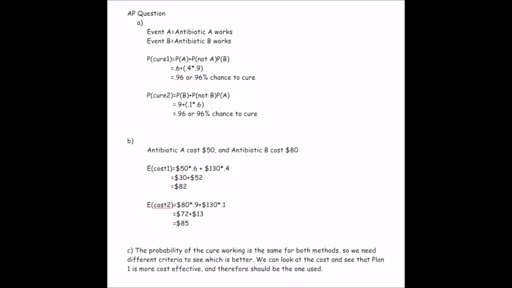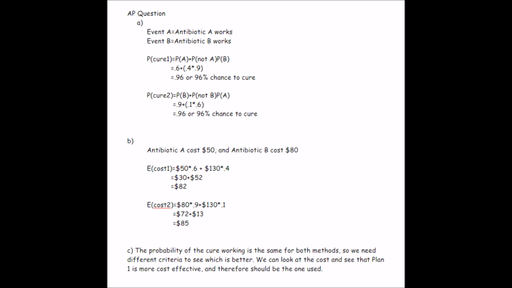So, to find the probability of the first cure, you have to do the probability of antibiotic A, and then add that to the probability of whatever isn't antibiotic A, and multiply that by the probability of antibiotic B working. So then you have 0.6 for antibiotic A, and then 0.4 for what's not antibiotic A, and 0.9 for the probability of antibiotic B working. So when you do that, you get 0.96.